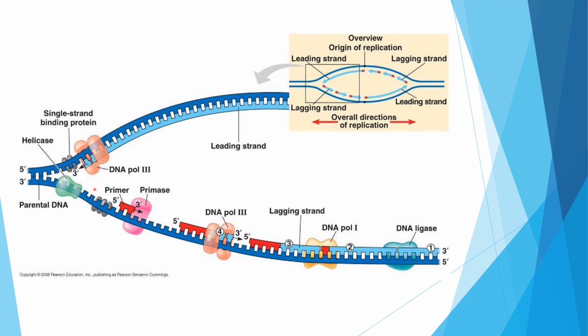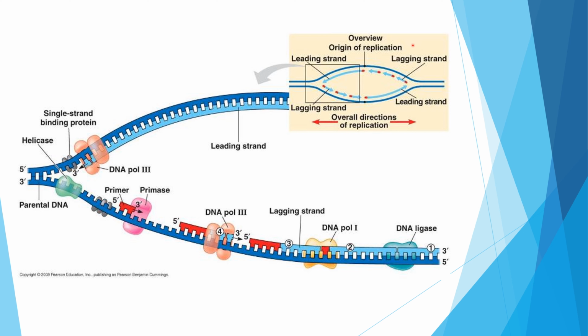Primer is a short strand of RNA. Primase catalyzes the synthesis of RNA primer complementary to a single-stranded DNA template. After elongation, the RNA piece or primer is removed by 5 to 3 exonuclease and refilled with DNA by DNA polymerase during DNA replication.